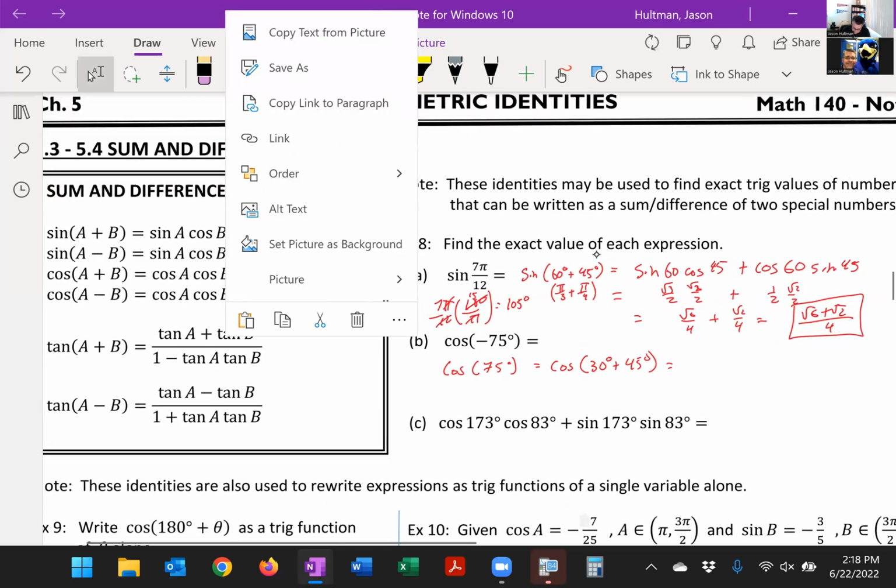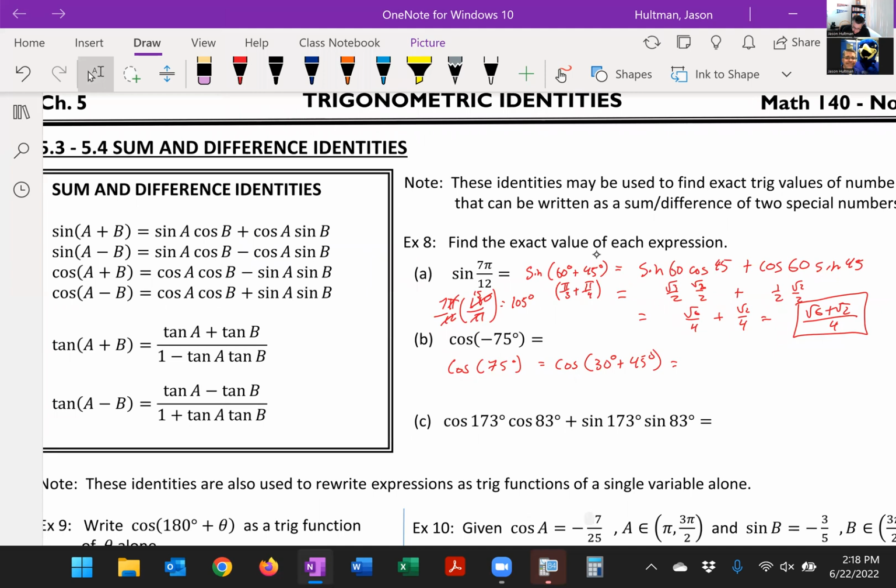It's going to be equal to the cosine a cosine b. So it's just the cosines multiplied minus the sines. So cosine of 30 degrees, cosine 45 degrees minus the sine of 30 degrees, sine of 45 degrees. Okay, cosine of 30 degrees, that's radical 3/2 again. So this is radical 3/2 times radical 2/2 minus 1/2 times radical 2/2.